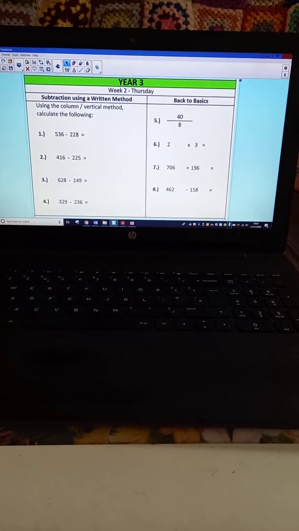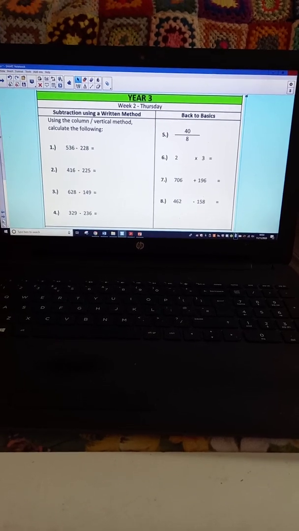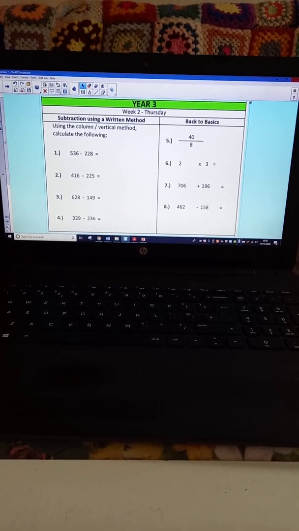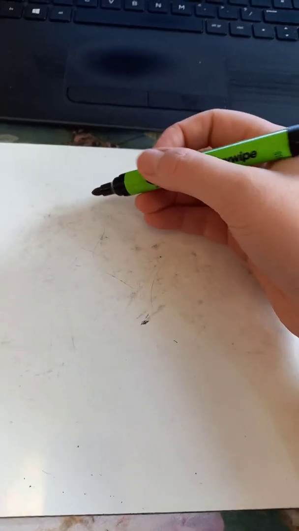So question 1, 536 subtract or take away or minus 228. When we look at a 3-digit number subtracted from a 3-digit number, we would always tend to use our column method. Now, there's a few really important parts to our column method, which I'm going to demonstrate on the whiteboard now. The first thing, when we're recording our question, is we write the question up.